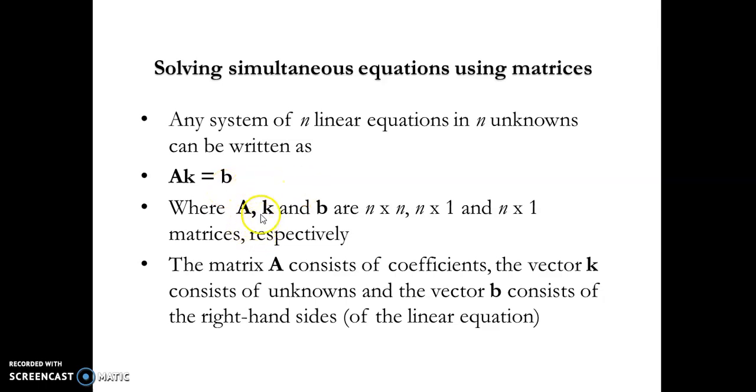Now, A, K, and B are n by n. So this is n by n, meaning rows by columns. And of course, the rows and columns are the same in number, hence n and n being the same. Then you have n by 1 and n by 1, because you only have a vector in both of these cases, for K and for B.